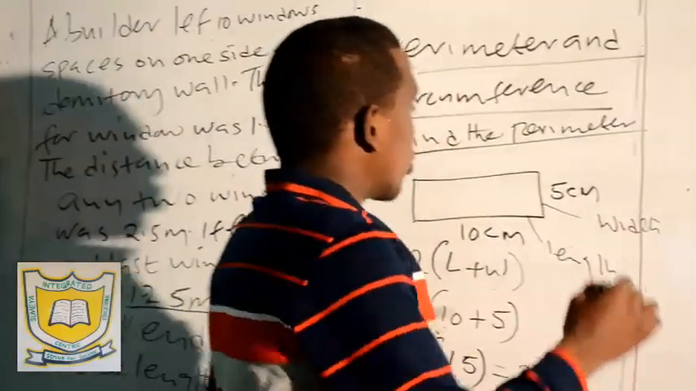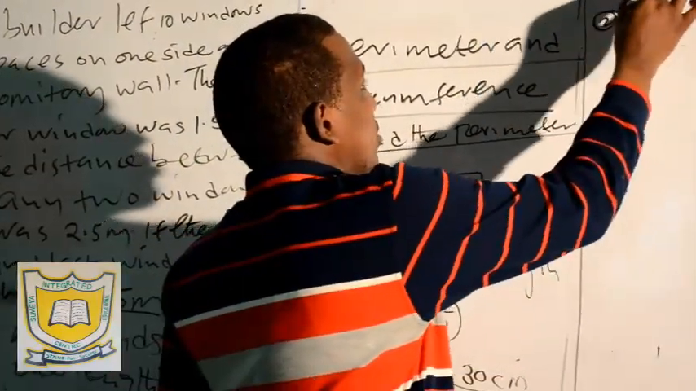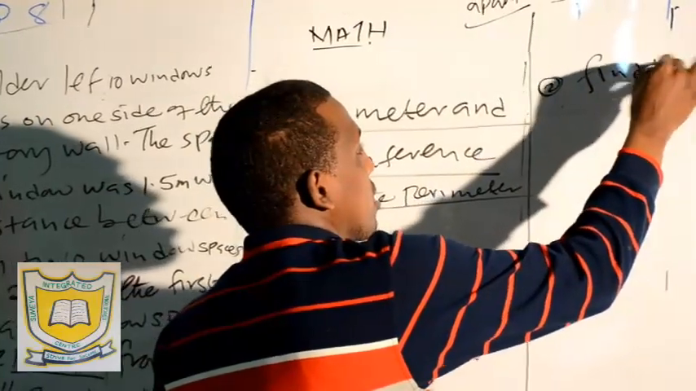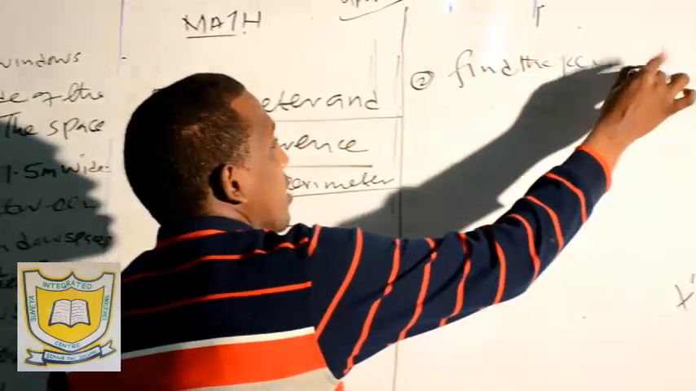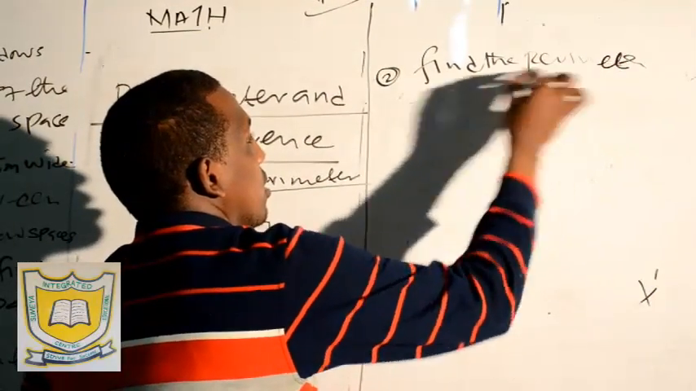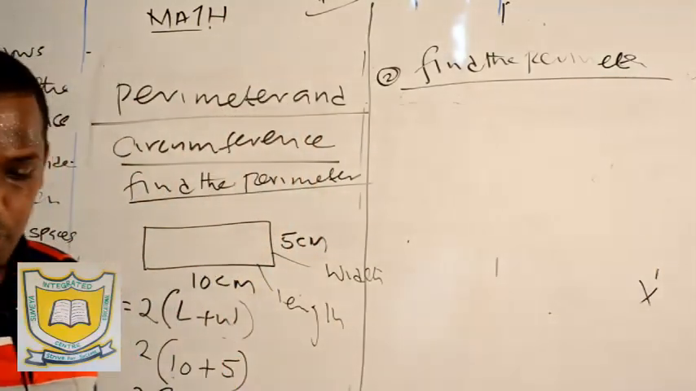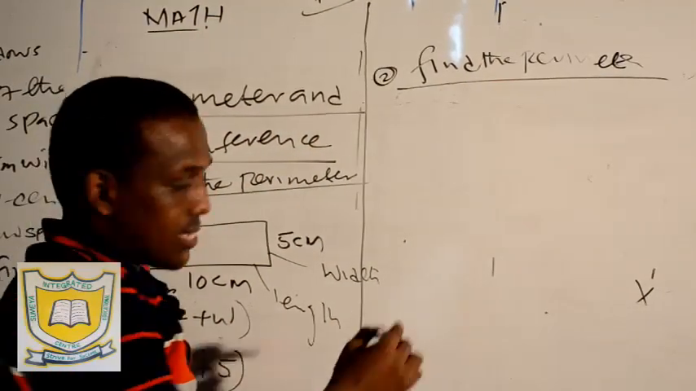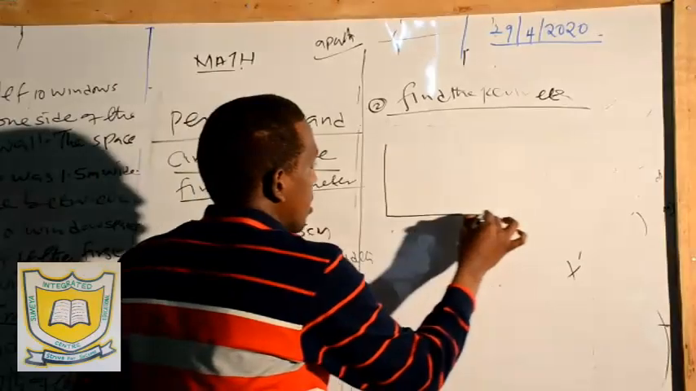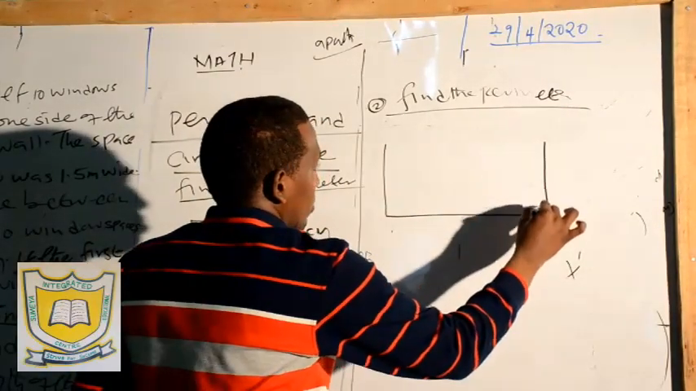There's also another one here. Number 2, you are told to find the perimeter. How do we get it now? The figure is this.